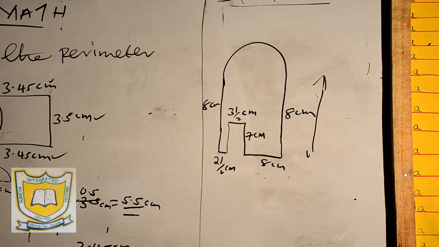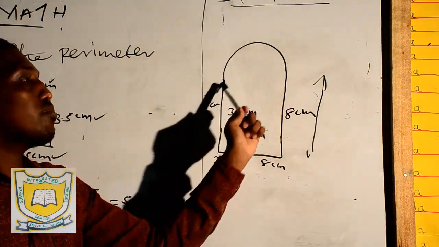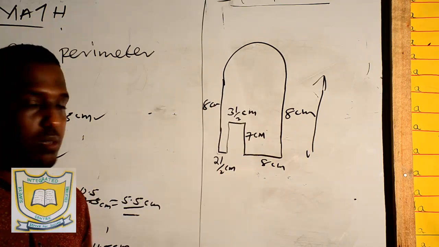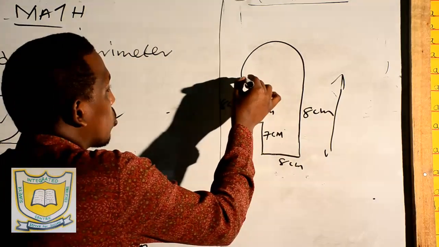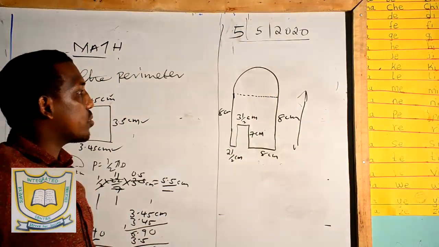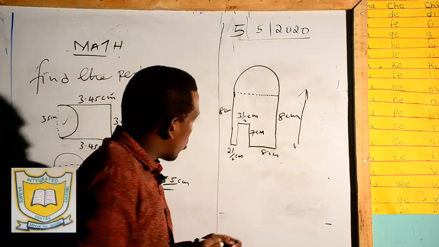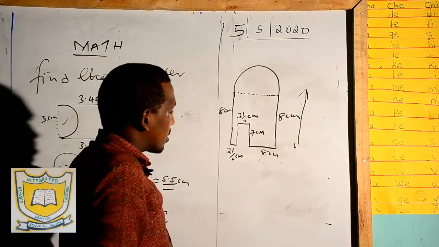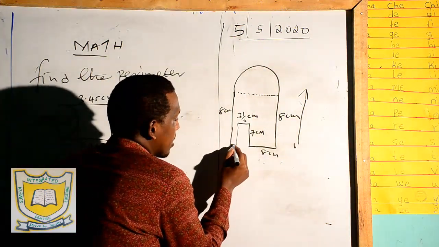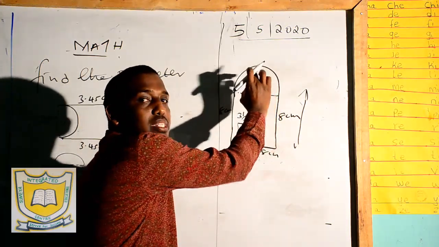So we want to get the perimeter now. On top of this figure, there's a shape that resembles a semicircle. This one on top of the figure is a semicircle. So we have to get the diameter of this semicircle. How do we get the diameter of this semicircle? We must get this line. The length of the rectangle is the diameter of the semicircle.